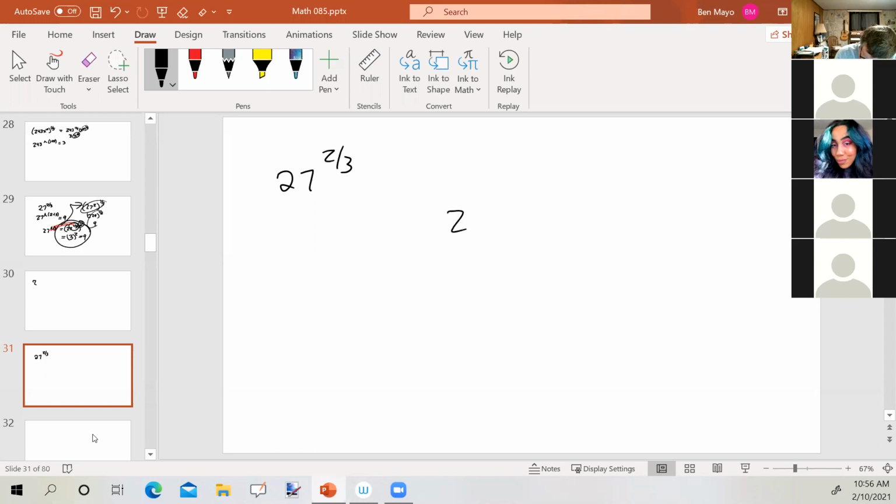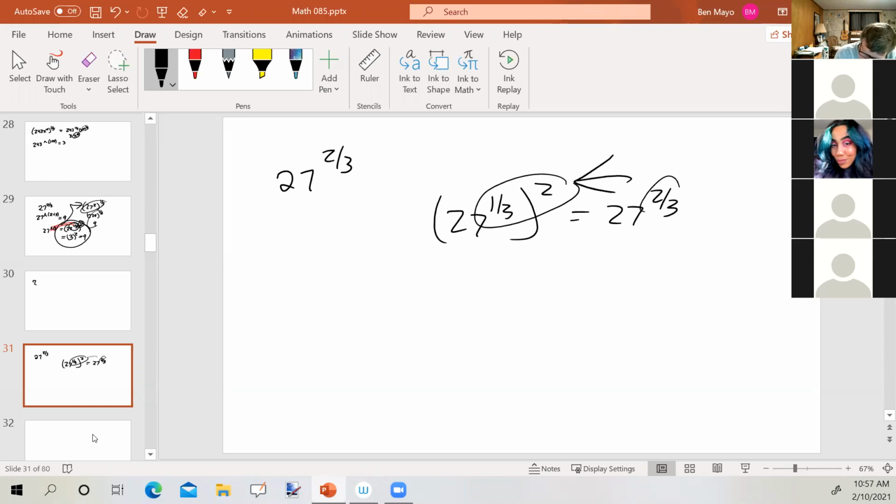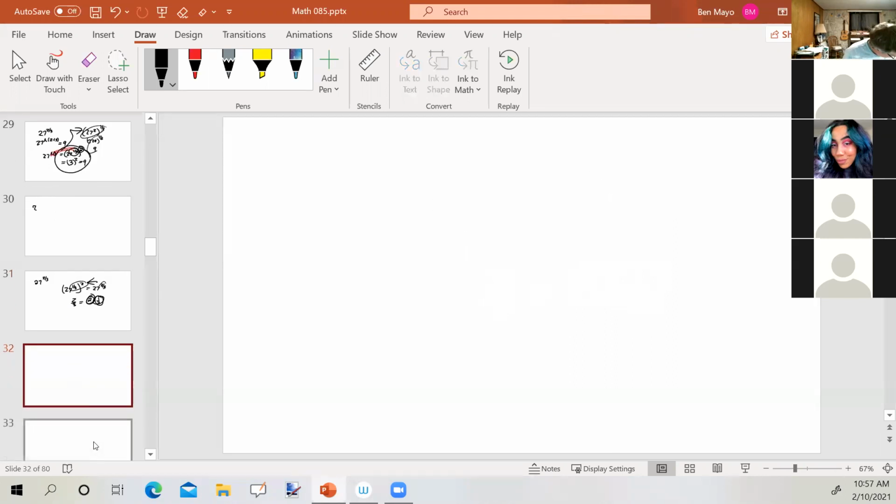Consider this. What's 27 to the 1/3 power squared? Wouldn't that be 27 to the 2/3 power? Yeah. So we're going the other direction. We're taking 2/3 and breaking it down into 2 times a third. So we can do this first and then that, or this first and then that. Okay. All right. What about this?